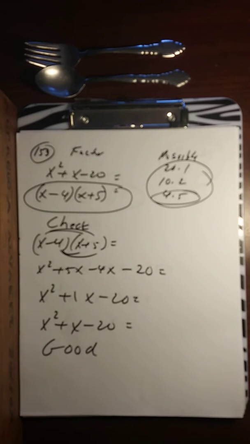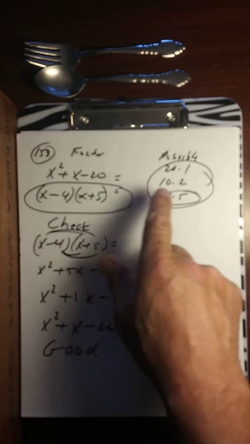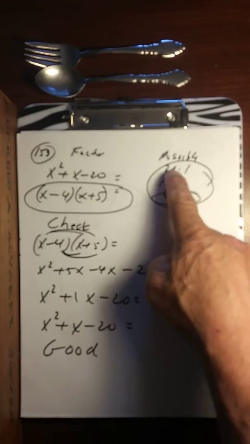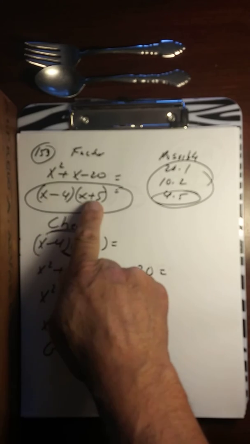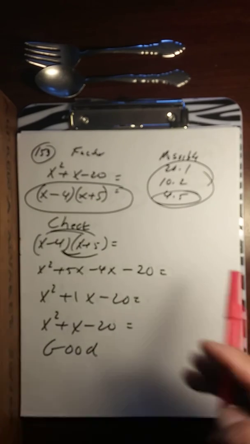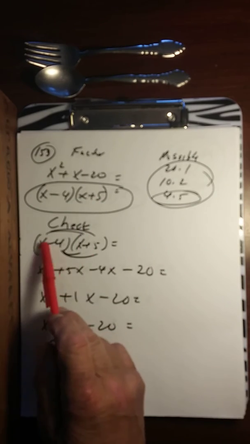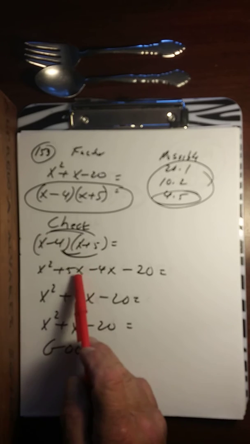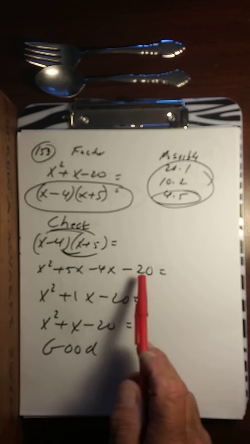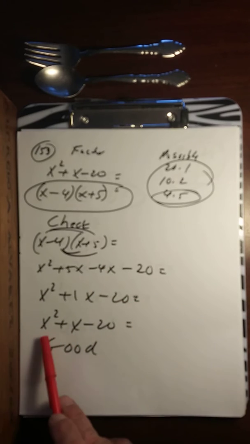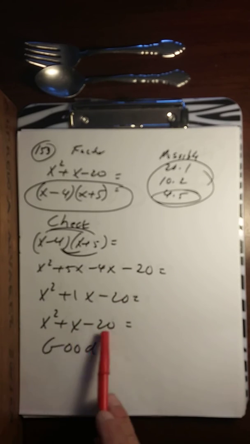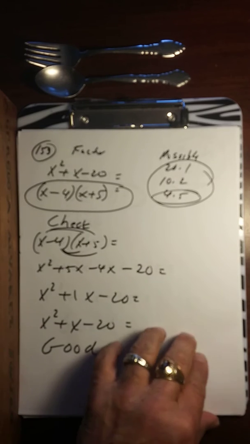All right, factor x squared plus x minus 20. Well, all the possible ways to make a 20 are there. It's integers. We say it's -4 and +5. Is that right? Let's check this right here. So x times x is x squared. That times that's going to be 5x. That's going to be -4x. That times that's going to be -20. So x squared plus 1x minus 20. So x squared plus x minus 20. Does that match? Yes, it's right.